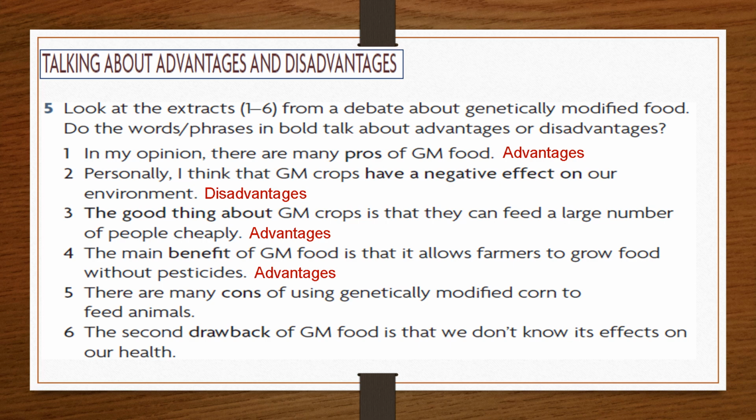There are many cons of using genetically modified corn to feed animals. As we mentioned, pros means advantage, cons means disadvantage. The second drawback of genetically modified food is that we don't know its effects on our health. Drawbacks, complications, so it means disadvantages. This is how you conclude from the speech: is this opinion with or against? Is it mentioning advantages or disadvantages about the topic?